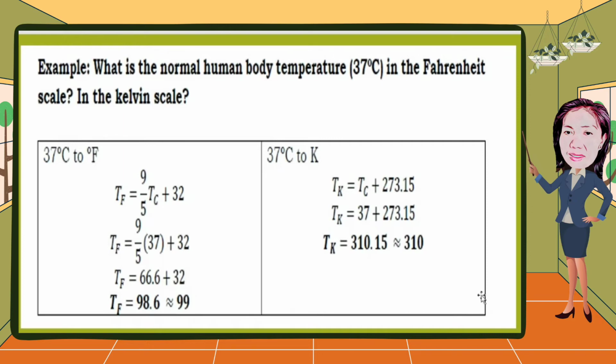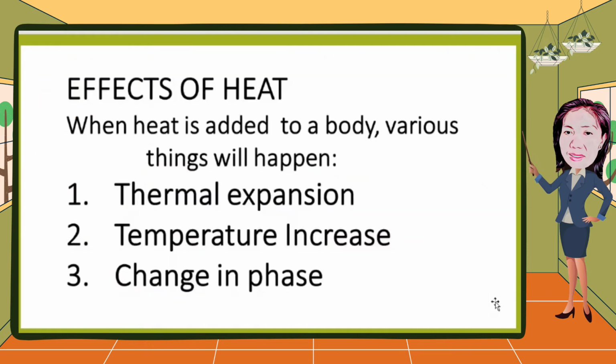Okay? Question on how to convert. Ang clue lang dyan, class, know what is given and know what is asked. Okay, and then substitute and then follow the equation kung subtraction, multiplication, or division. Okay. Next topic, let's proceed.